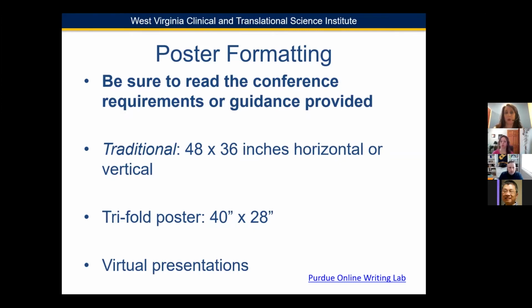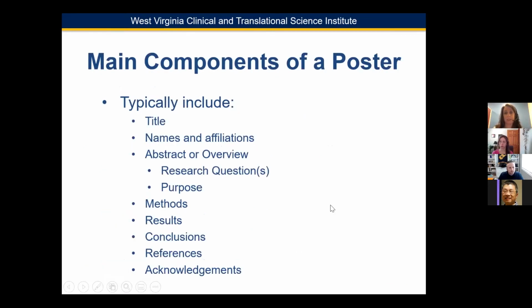But again, as you are thinking about not only what's going to go in your poster, you want to make sure that you read the guidelines for how it's going to be physically presented at the venue or virtually. So the main components of a poster: a title. You want to include your names and affiliations. Some folks say abstract, some folks say overview. A little bit of that is personal preference, and a little bit of that is dependent upon what the conference or venue itself requires.